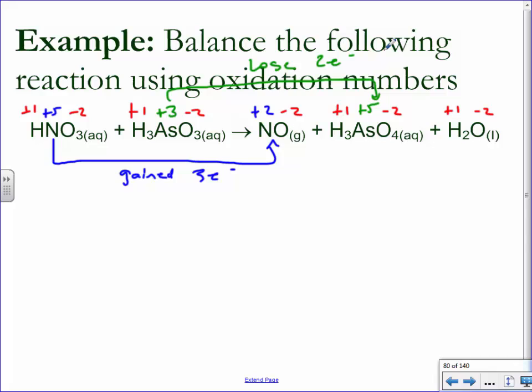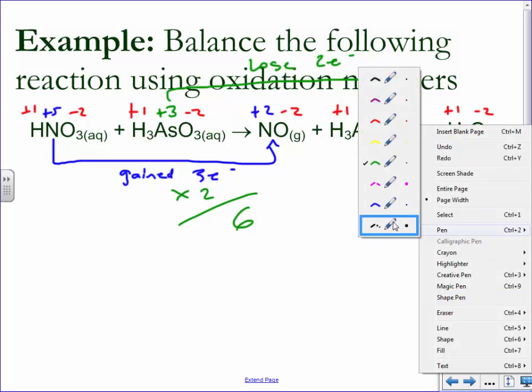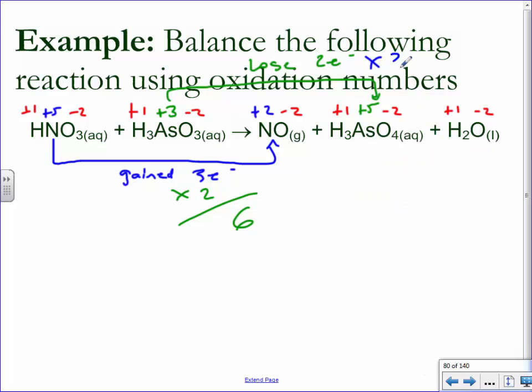With that information, that may be enough to get you started on just balancing by looking at it. Just by looking at it now, you might be able to say, I think I know where some numbers go. If this guy gains 3 electrons and this guy loses 2 electrons, does that mesh nicely? What's the lowest common multiple of 2 and 3? 6. So the logic would be that the lowest way this can work is that I'm going to need to times this by 2 to get me 6. And I'm going to need to times this one here by 3 to also get me 6. And here's how I do that.